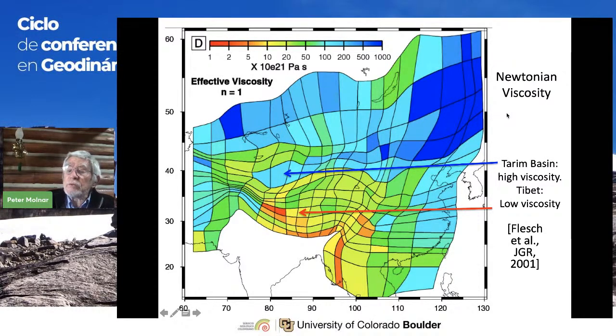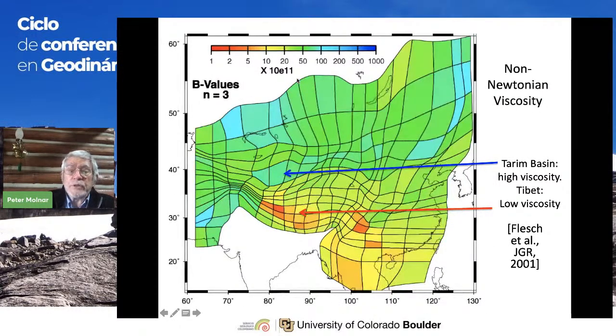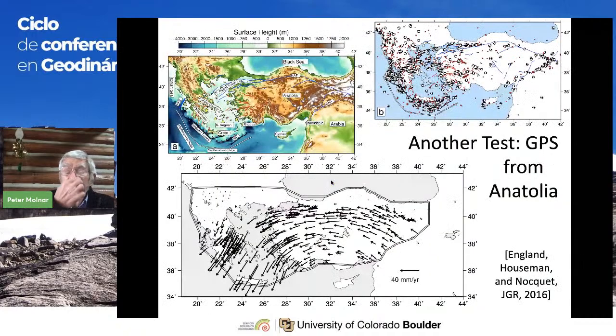And they can take this further and say, well, what happens if we allow n to be 3? So we're now solving for B. It's different units. Let's not worry about it. But once again, the Tarim Basin comes out strong, and Tibet strong by being a cool color, and the Tibetan Plateau comes out weak, being a hot color in here, low viscosity. So the thin viscous sheet gives us, or it can be used to solve for lateral variations in strength.